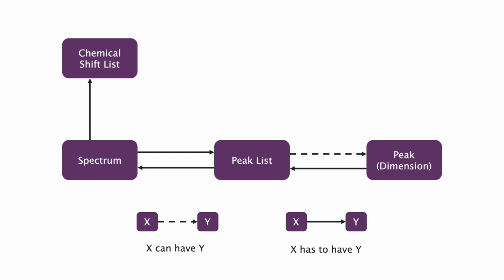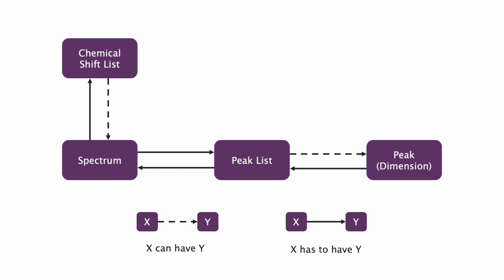Although a spectrum has to be associated with a chemical shift list, a chemical shift list doesn't necessarily have to be associated with a spectrum. So for example, you could import a chemical shift list from the BMRB or an automatic assignment program, and then the chemical shift list will be standalone and not linked to any spectra. And we'll come back to that situation again a bit later.